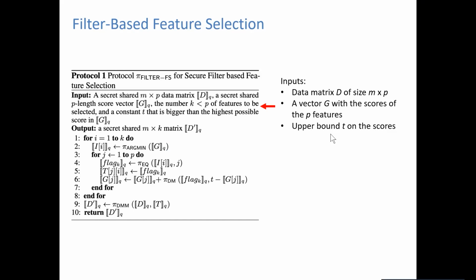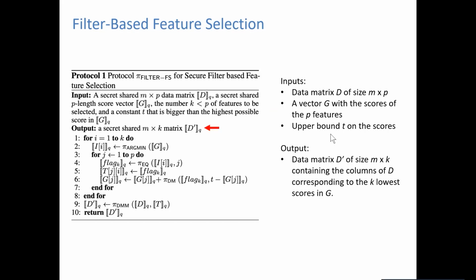And in the case of this protocol, we also need some upper bound T on the value of the score. That's not a strong assumption, because a lot of times these scores will be numbers between 0 and 1. For instance, in the original Gini index, it will be between 0 and 1, right? So you just pick T, the upper bound, as being 1, and you are fine. And why we need this upper bound will become clear when we go over the code here.